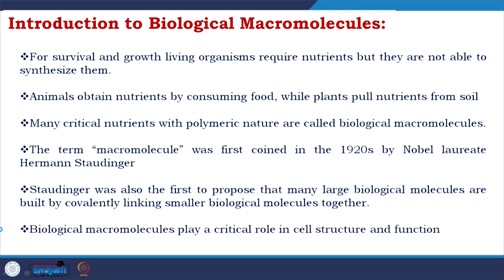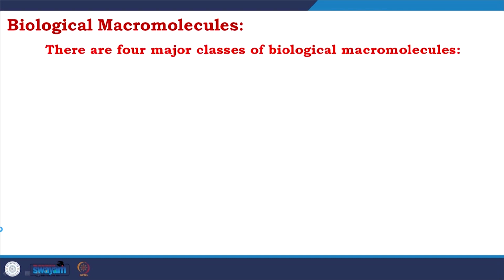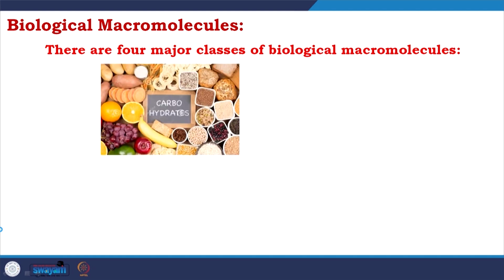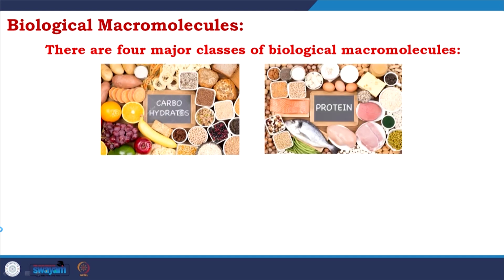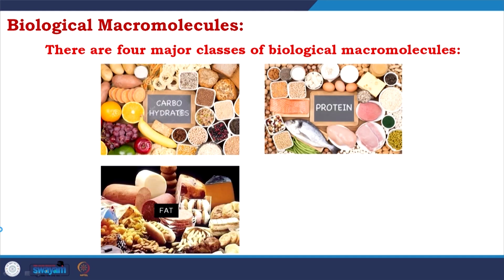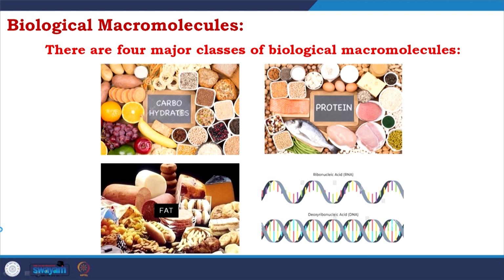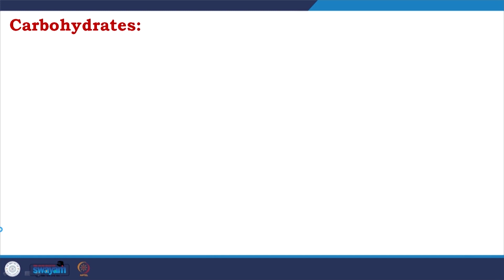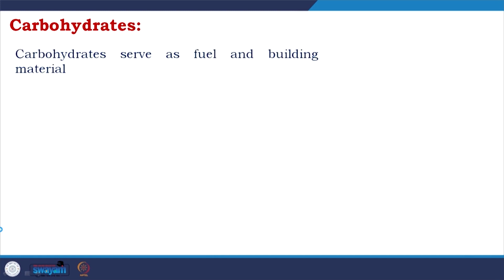Biological macromolecules play a critical role in cell structure and function. There are four major classes of biological macromolecules which we are going to discuss. One, carbohydrate, protein, fat, and nucleic acid. Besides nucleic acid, which comes in a different way, carbohydrate, protein, fat are part of our daily diet. Let's start with carbohydrates.